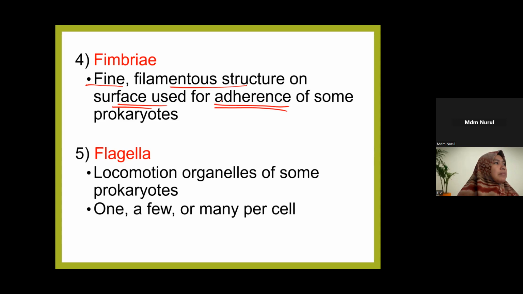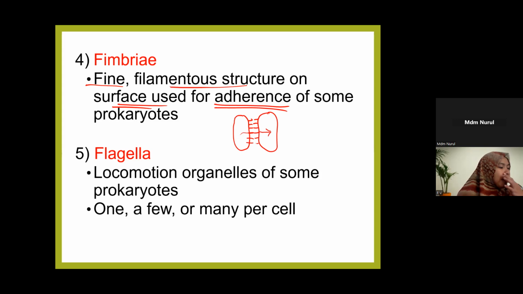Adherence maksudnya melekat. Contoh, this is one bacteria. Ini dia punya fimbriae. This is another bacteria over here. And this is the fimbriae. Macam gitu. So dia boleh allow them to adhere to one another. They can communicate secara physical contact or chemical. Okay. Contoh bakteria yang sebelah kanan ni kurang air. So bakteria sebelah kiri boleh tolong hantarkan air through fimbriae. Macam itulah.